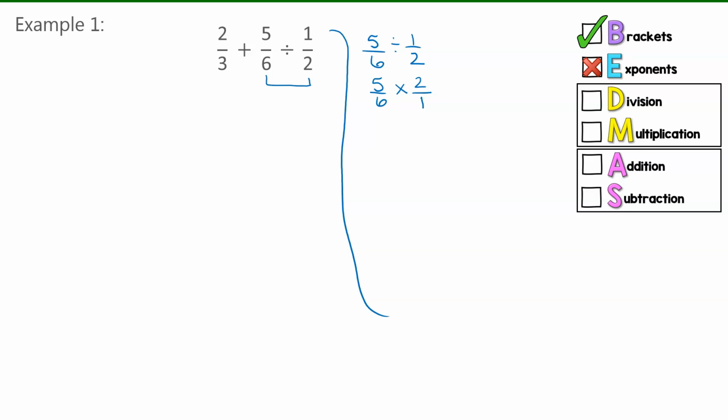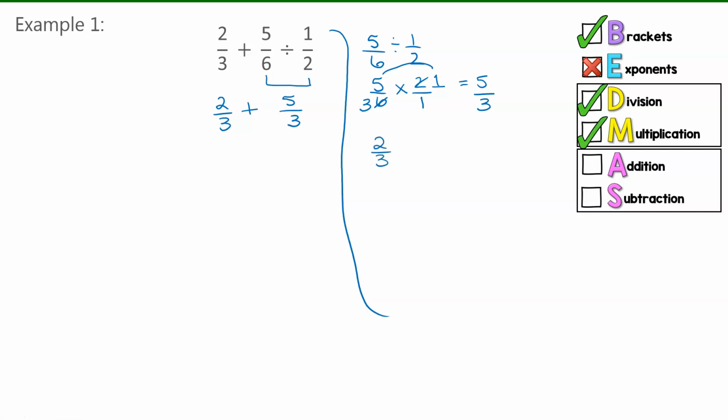So I'm going to cross cancel before I multiply. 2 goes into itself once, and 2 fits into 6 3 times. 5 and 1 can't be reduced. So then I multiply. 5 times 1 is 5, and 3 times 1 is 3. So I bring that back to my question, 5 over 3, and copy everything else down as you see it. So I now have 2/3 plus 5/3. So division and multiplication have been completed.